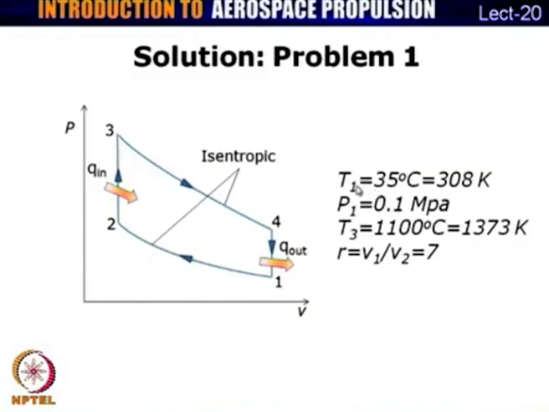We have T1, that is temperature at the beginning of the compression process, is 35 degrees Celsius, which corresponds to 308 Kelvin. Pressure at point 1 is 0.1 megapascals. Temperature at point 3, that is the maximum temperature in the cycle, T3, is 1100 degrees Celsius, which is 1373 Kelvin. Compression ratio is given as 7, that is the ratio V1 by V2 or V4 by V3. So, these are the data specified in this problem, and based on this data we are required to find several aspects of this particular cycle.